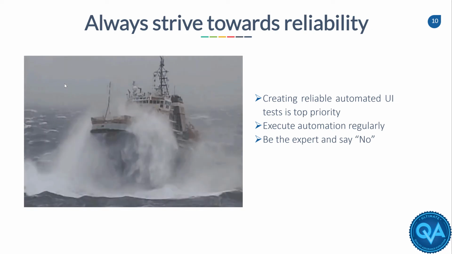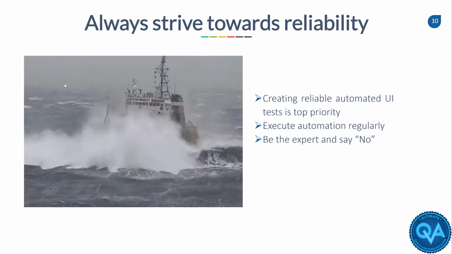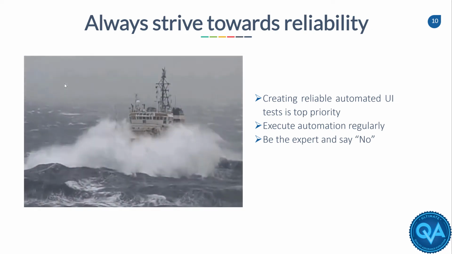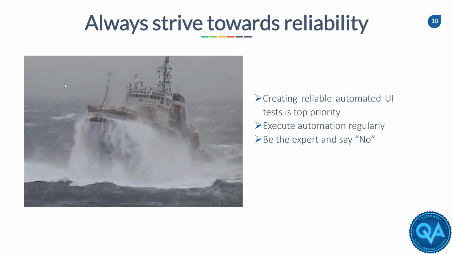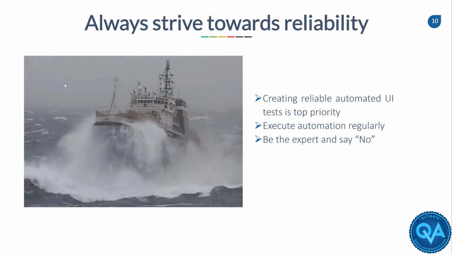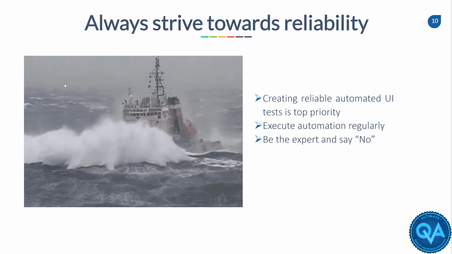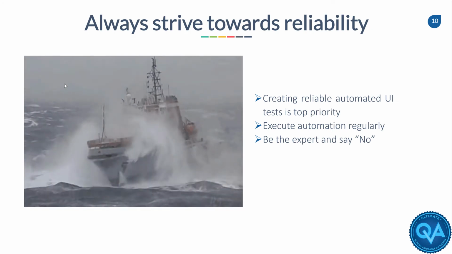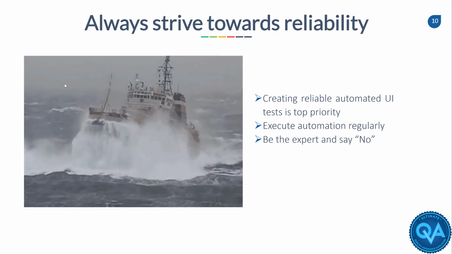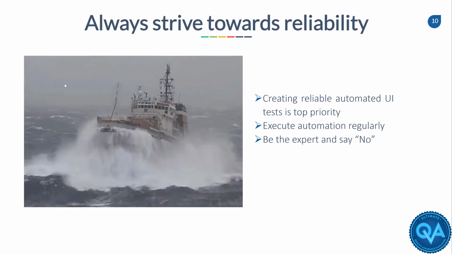That is not their job to do that. They hire us, the automation experts, to tell them what makes sense to automate and how to improve the quality assurance process of the entire program. And so you must be the expert and say, no, I will not automate this 90-minute scenario, because that is not something you want to do at the UI layer.